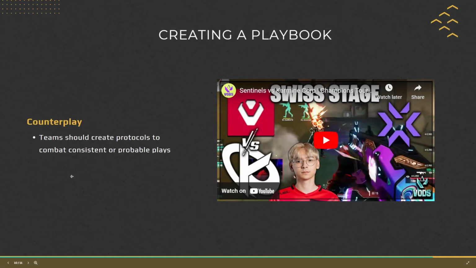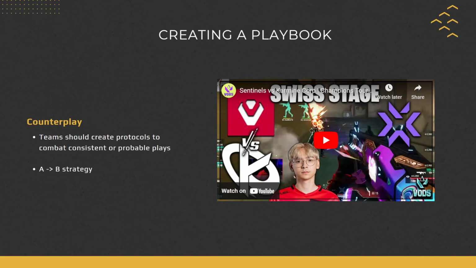So this is the last slide that we're going to be looking at, and this is counterplay. When you're creating a playbook, it is going to be really, really difficult, to be quite honest with you, to be able to create every single play in the world. It's going to be really difficult to create a play that fits every single scenario. And this is where you have to make sure that you're paying attention to the autonomy of your players.